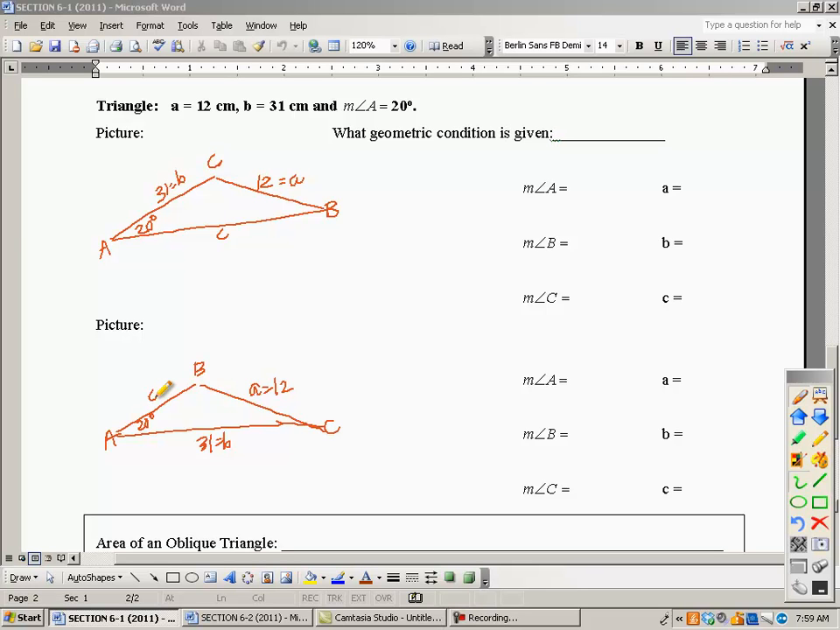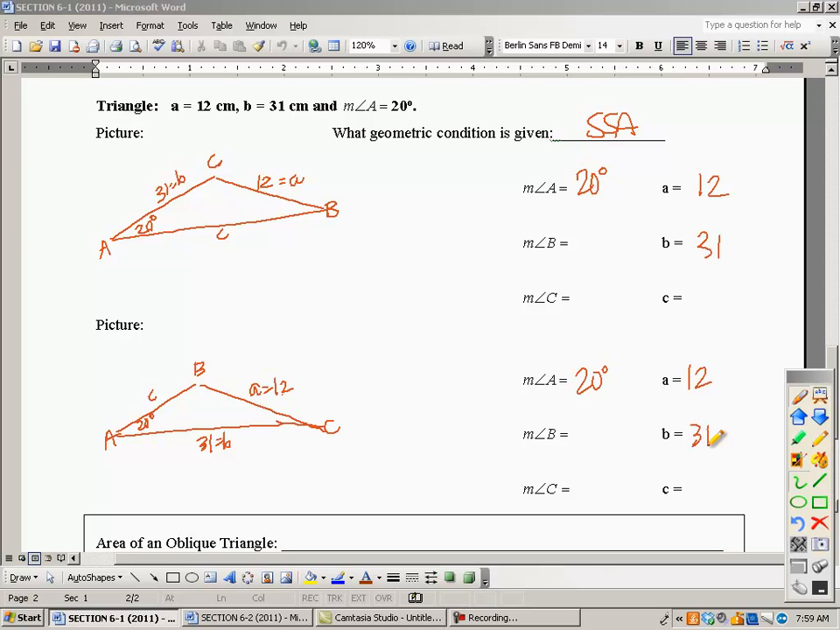And again, as you look at my conditions, side, side, angle. This side, side, angle condition is the one where we have all of our problems. The problem is I don't know if B is the absolute biggest or not, so I have to look at two triangles. Let me fill in what I know: 20 degrees, 12, B is 31.